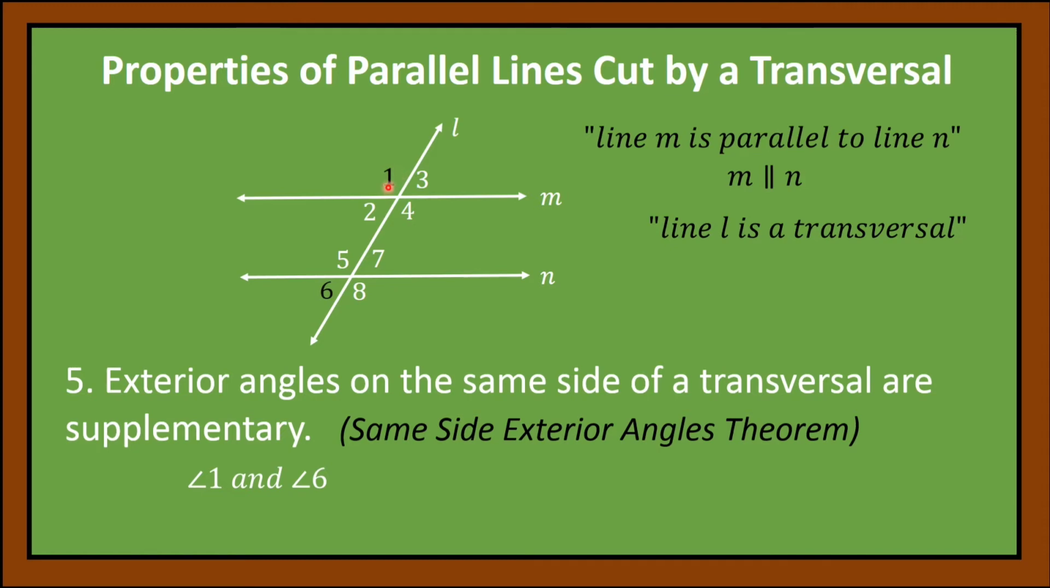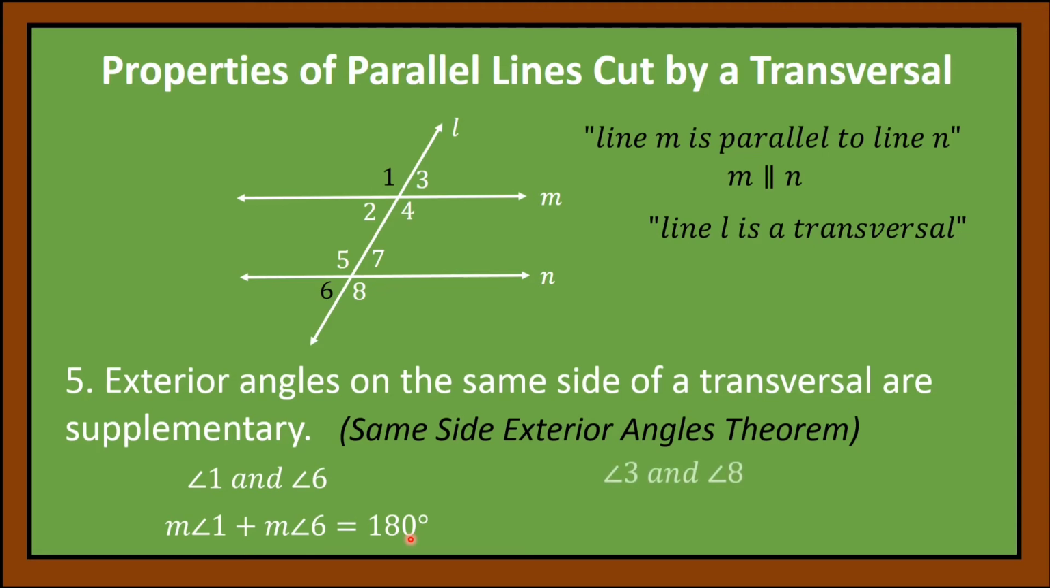Kung ating mapapansin, ang angle 1 at angle 6 ay parehong nasa left side ng ating transversal. At sila ay nasa labas ng ating parallel lines. So, kapag kinuha ang sukat ng angle 1 plus ang sukat ng angle 6, ito ay equal sa 180 degrees.